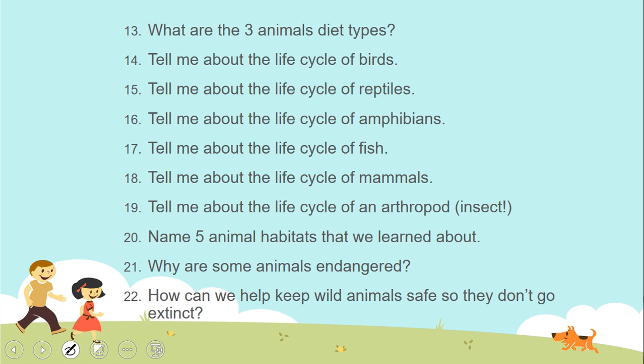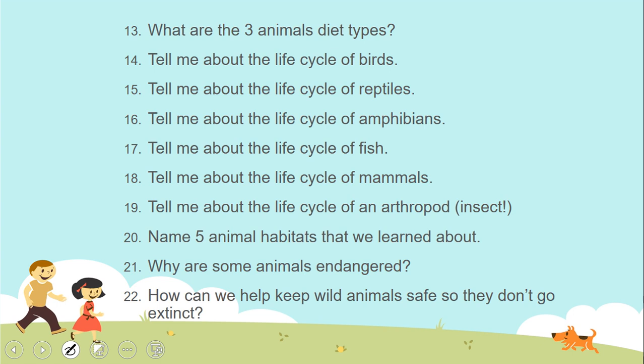17, tell me about the life cycle of fish. 18, tell me about the life cycle of mammals. 19, tell me about the life cycle of an arthropod. I remember that is an insect, okay? 20, name 5 animal habitats that we learned about. So remember, those are things like grasslands, the Arctic, oceans. I don't want to give all of the answers, so that's all I'm going to tell you.